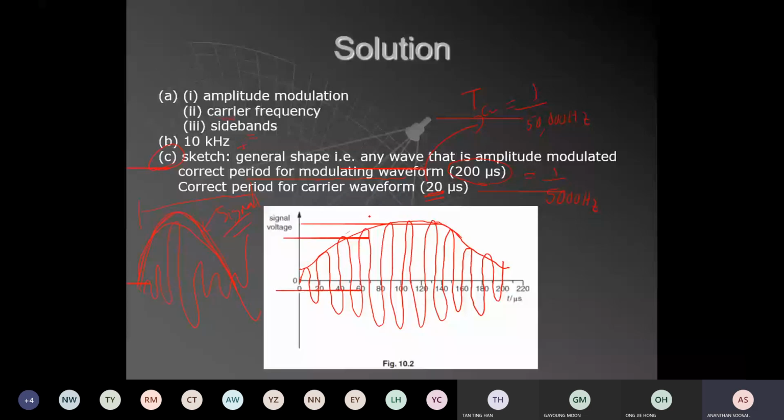To draw this AM signal, the signal voltage versus time, this is the pattern. The biggest period is the period of the signal, which you get from 1 over the frequency of the signal. The shorter period is for the carrier, which you get from 1 over the frequency of the carrier. So you get this pattern.